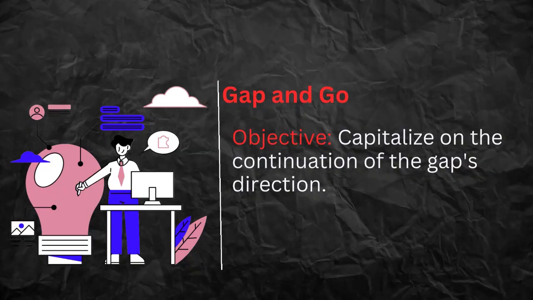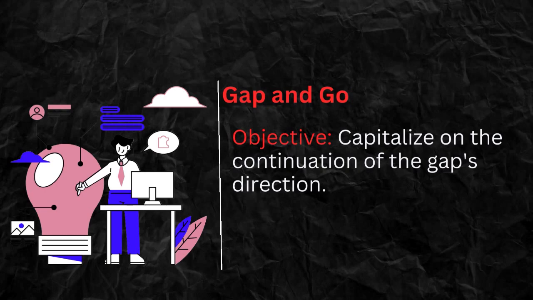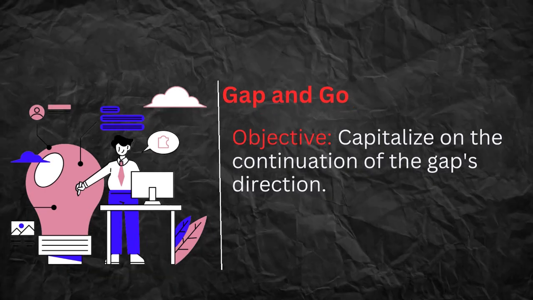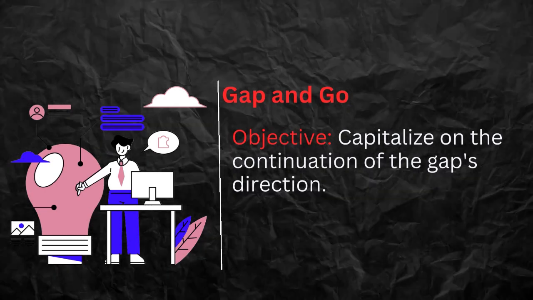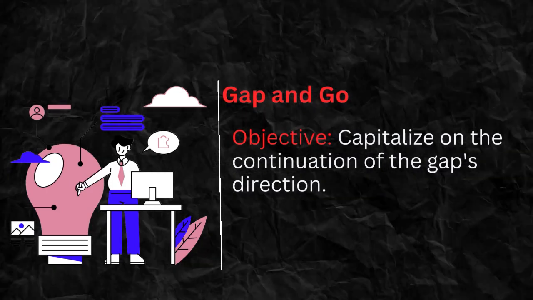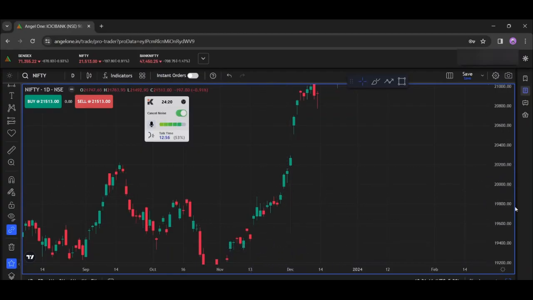And the next gap trading strategy is gap and go. In this market scenario, if the market opens with a gap up or gap down, there are high chances that the market might continue in that particular direction. So here you can see an example of the gap and go trading strategy.